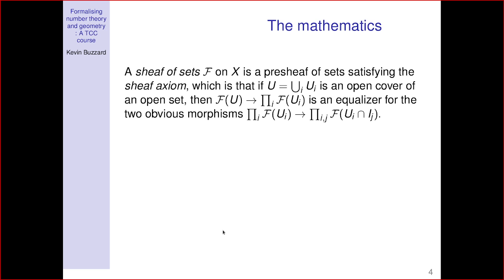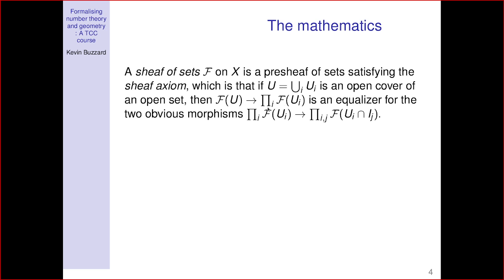A sheaf of sets is going to be a pre-sheaf of sets satisfying an axiom, and the axiom is going to involve the topology on X. So that axiom is that if we've got an open set U and it's covered by possibly infinitely many open subsets U_i of U, then because a pre-sheaf is a functor, F is a contravariant functor, so the inclusions from U_i into U give you maps from F of U to F of U_i. And so assuming the category of sets has got products, which it does, we get a map from F of U to the product of F of U_i.